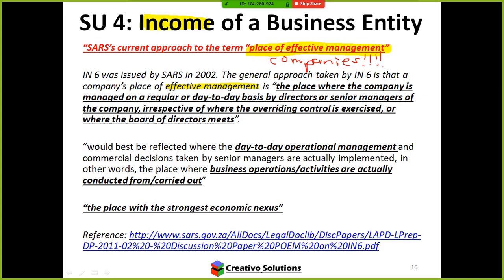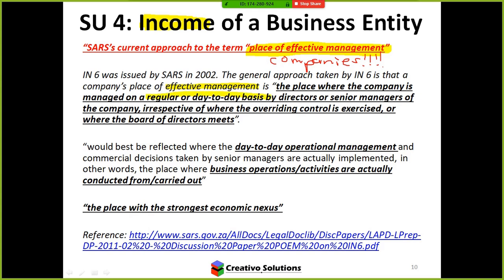I mentioned case law in our first session where I spoke about certain cases being more important than others. You need to use those cases to your advantage so that you can get maximum possible marks in your answers. So try use the vocabulary, the wording that is provided in terms of SARS when answering questions. When we talk about effective management, this is looking at the place where the company is managed on a regular day-to-day basis.